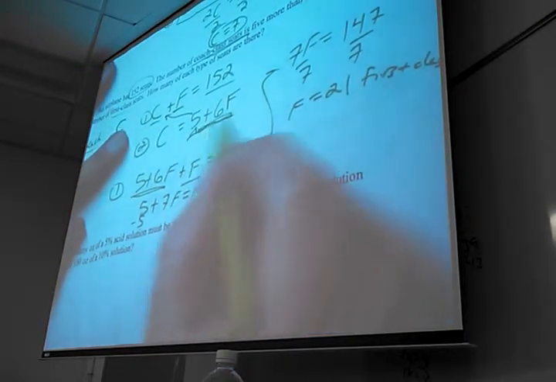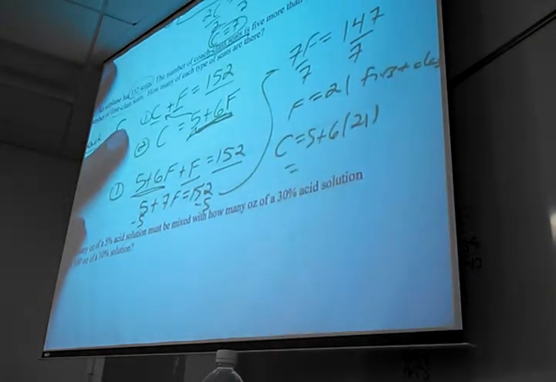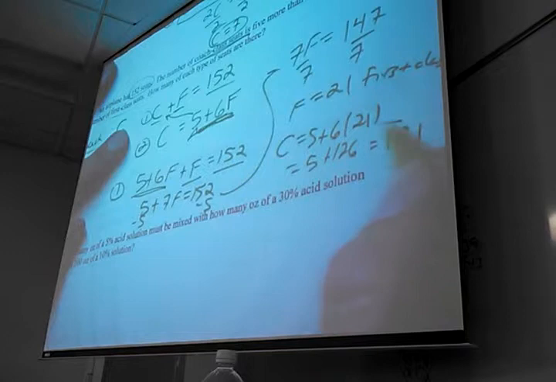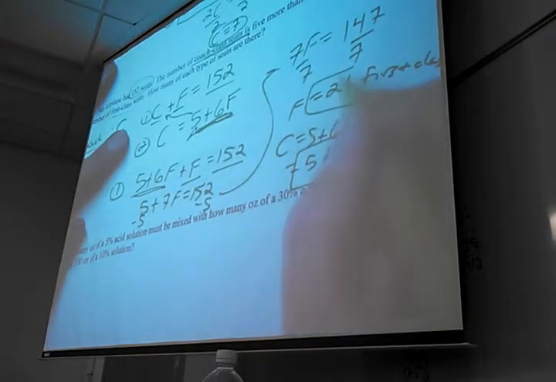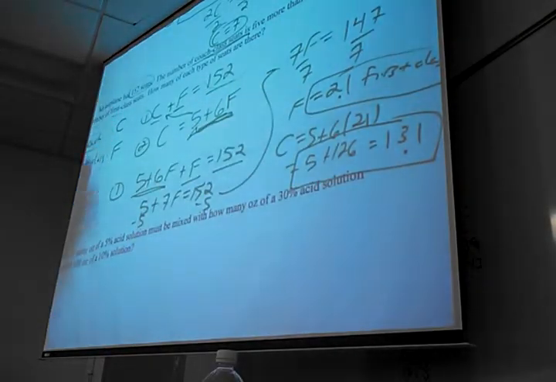Just plug it back in here, right? C equals 5 plus 6 times 21. 5 plus 126. 131. And does that do what it's supposed to do? 131 seats plus 21 seats is 152 seats, thank God.